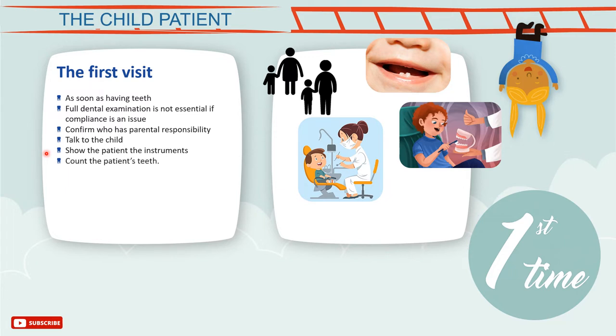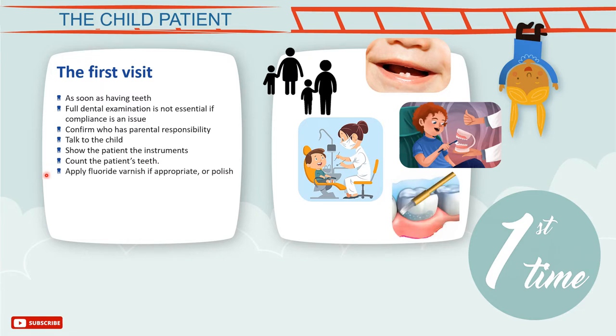Count the patient's teeth. If good progress, apply fluoride varnish if appropriate, or polish a few teeth if indicated, but do not tire the child by attempting too much in the first visit. Show the parent the child's teeth and what has been done that visit. Deal with the patient's complaint. If the child is in pain, the source of this needs to be determined and dealt with as quickly as possible.